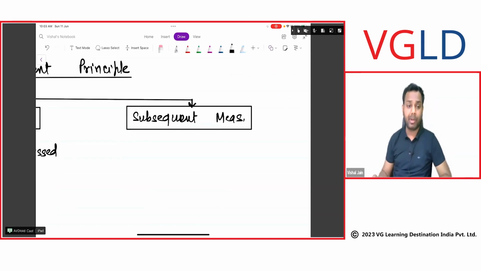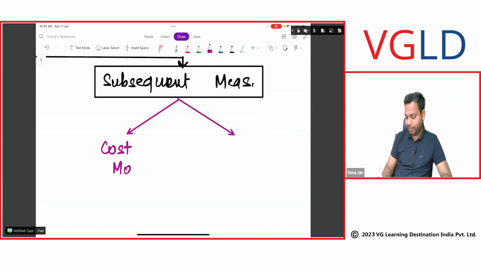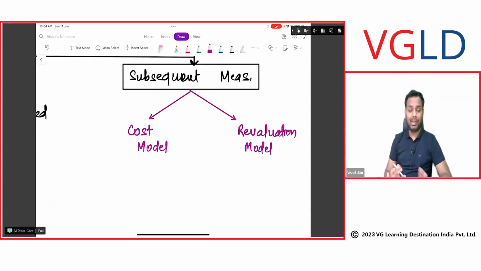Now, what is the meaning of subsequent measurement? It says the asset can be measured subsequently at either cost model or revaluation model. Now, understand things one by one.